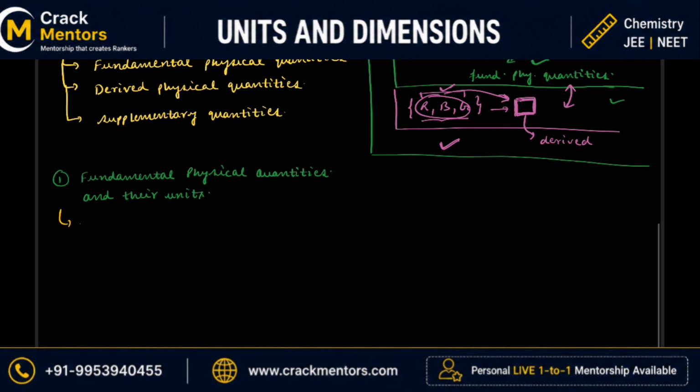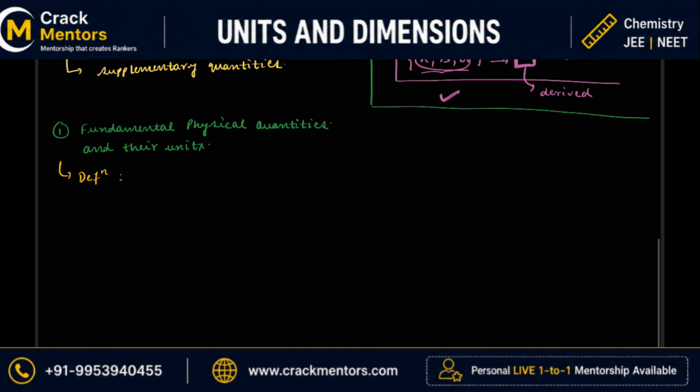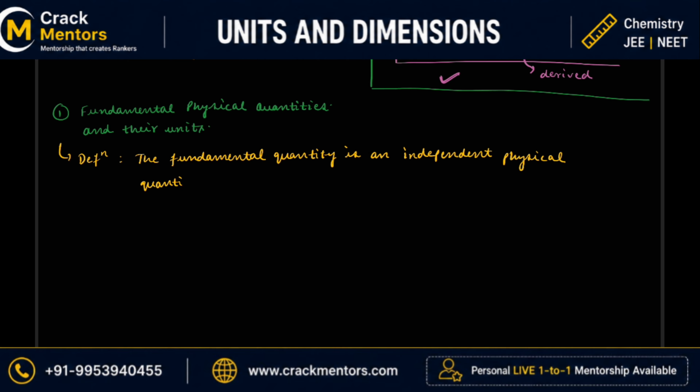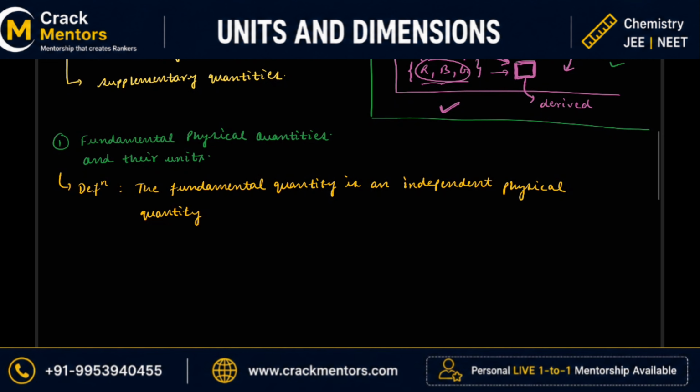As the definition says, let's first understand the definition. The fundamental quantity is an independent physical quantity. I'm going very slowly because I hope you are writing with me and noting down everything. So the definition says that the fundamental physical quantity is an independent physical quantity.